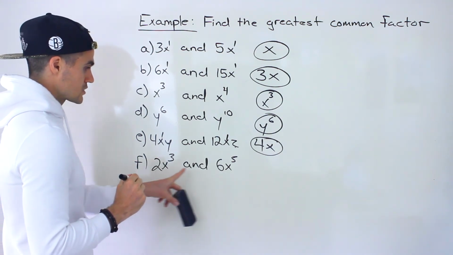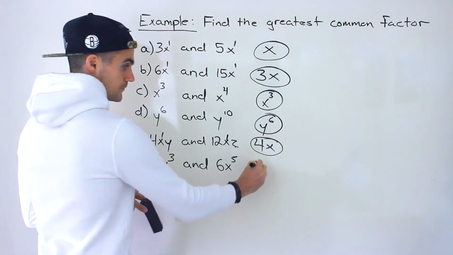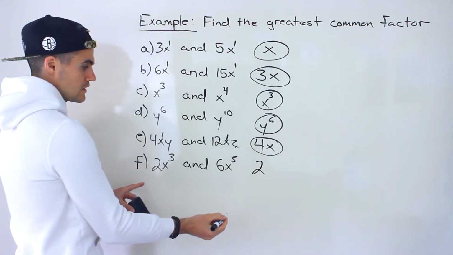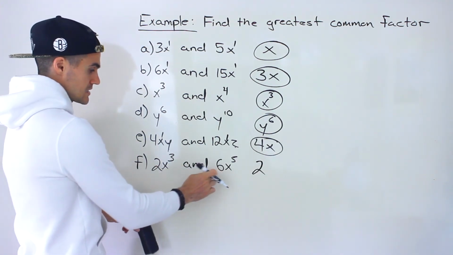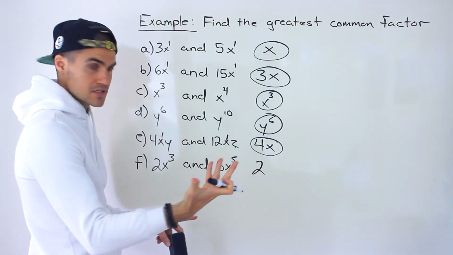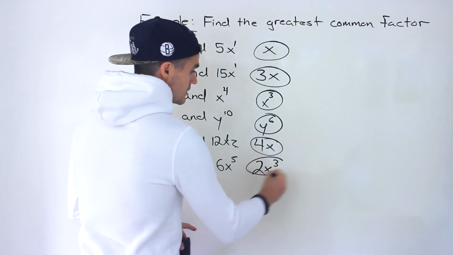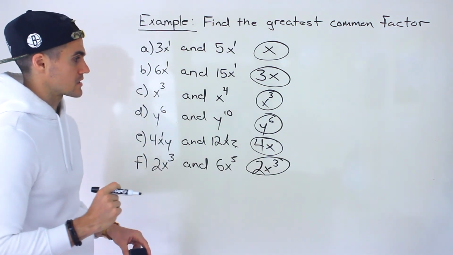Over here, 2x cubed and 6x to the 5. Notice that 2 would be the greatest common factor between 2 and 6. And then notice that there's an x in both of them, so we would take x to the lowest exponent. 3 is the lowest exponent. So 2x to the power of 3 is the greatest common factor.